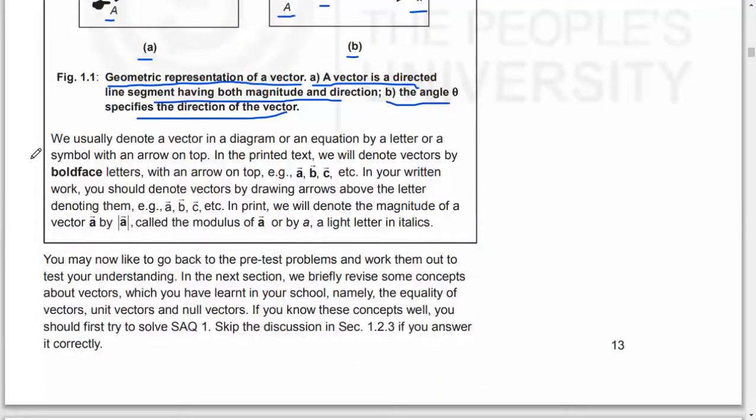We usually denote a vector in a diagram or an equation by a letter or a symbol with an arrow on top. In the printed text, we will denote vectors by bold-faced letters with an arrow on top. Example: vector A, vector B, vector C, etc. In your written work, you should denote vectors by drawing arrows above the letters denoting them. In print, we will denote the magnitude of a vector by a vector mod, called the modulus of a vector, or by a light letter in italics.